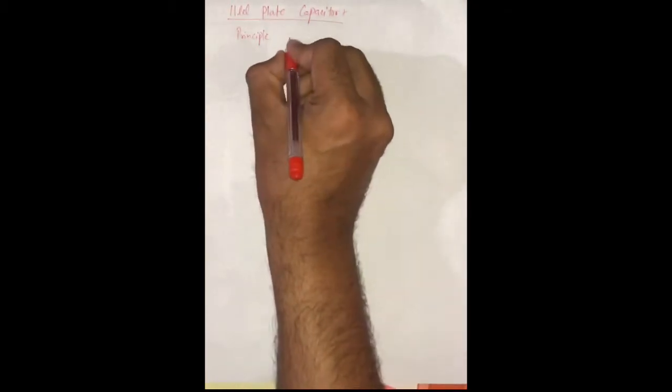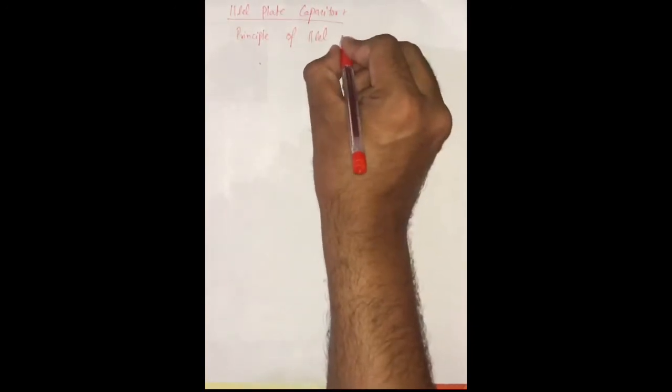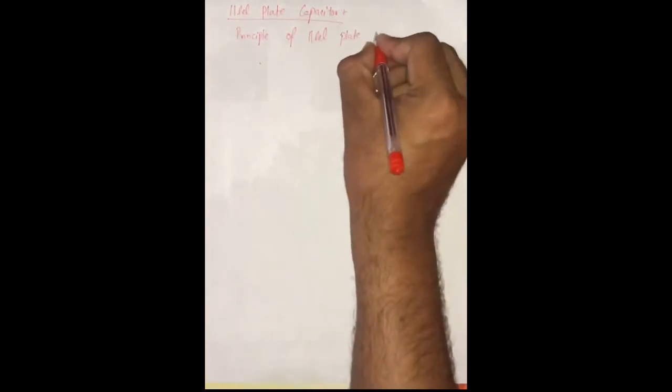So to overcome this, we come up with the parallel plate capacitor. This is a special device that can easily store a large amount of charge as compared to an isolated conductor. Now let us study the basic principle behind this parallel plate capacitor. So we will be doing the principle of parallel plate capacitor.